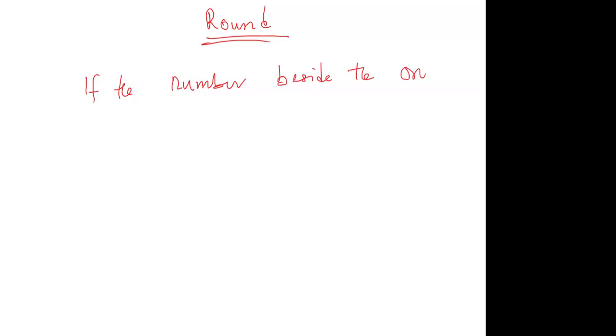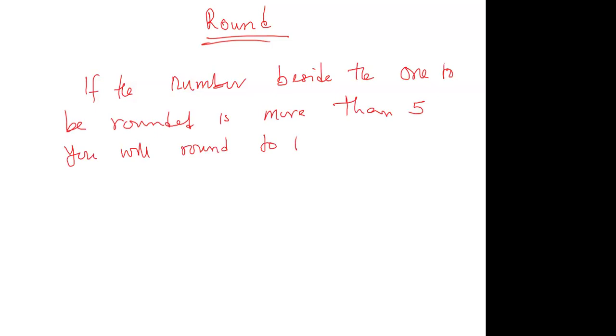You can also be asked to round, or approximate. So if you have 4.3, when you say round, if the number beside the one to be rounded is more than five, you will round to the next number.